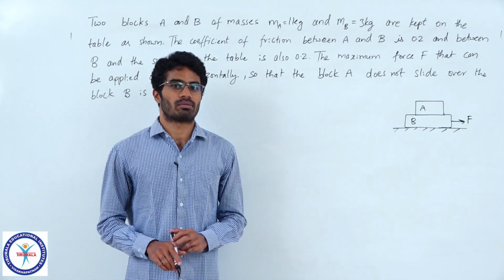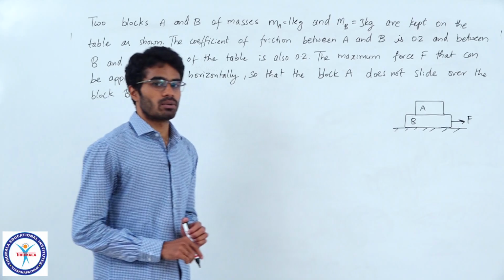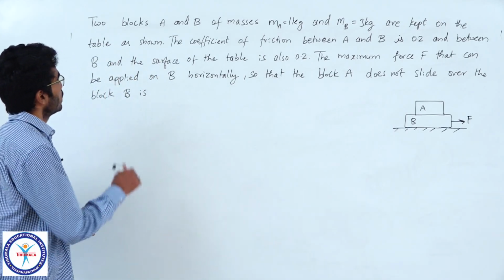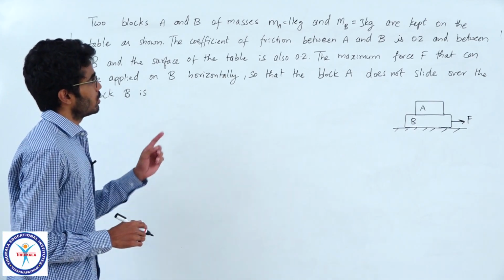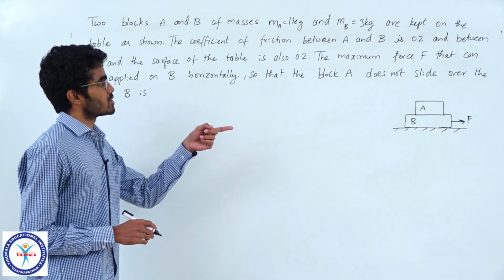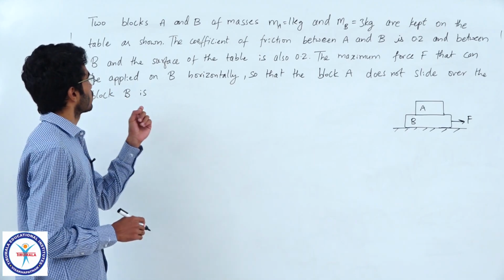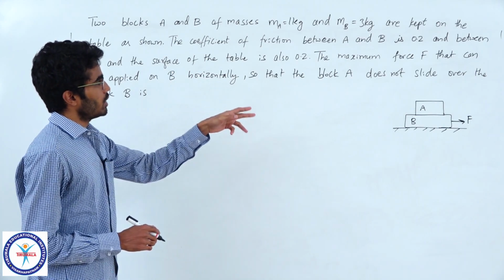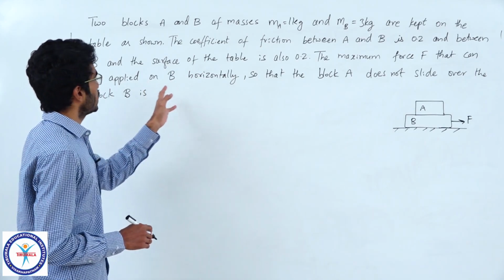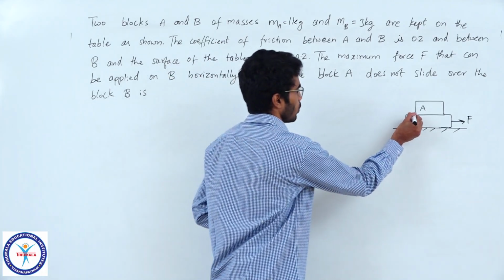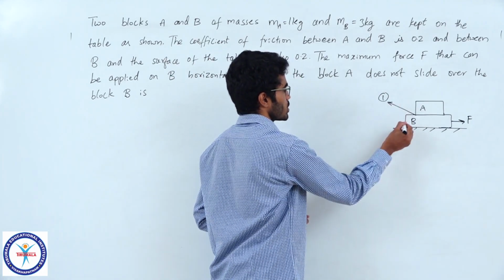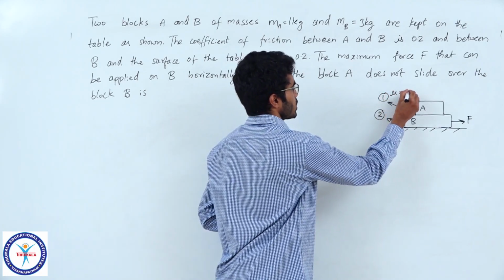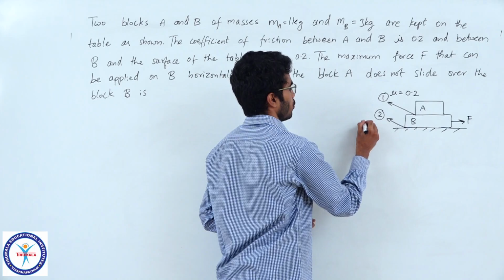Let us solve another problem now. This is also a previous JEE question given in 2019 April. So, let us read the question. Two blocks A and B of masses MA 1 kg, MB 3 kg are kept on the table as shown, one over the other. The coefficient of friction between A and B is 0.2 and between B and the surface is also 0.2. Now, we have two contact surfaces here. This is first one, this is second one. The coefficient of friction values are given, both are 0.2.